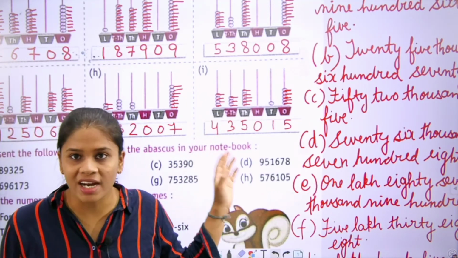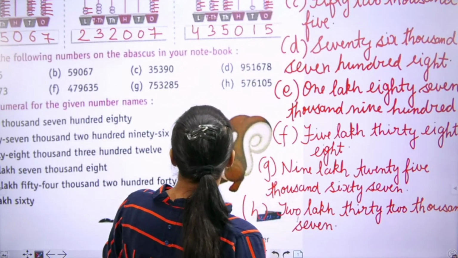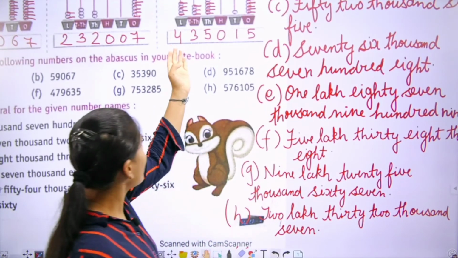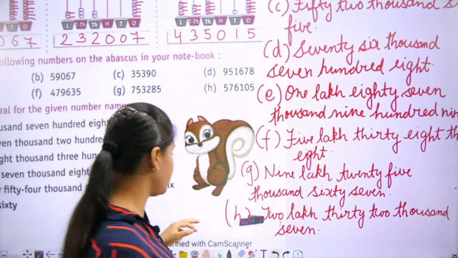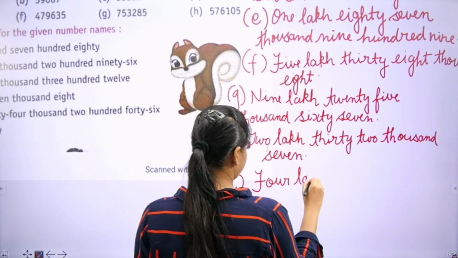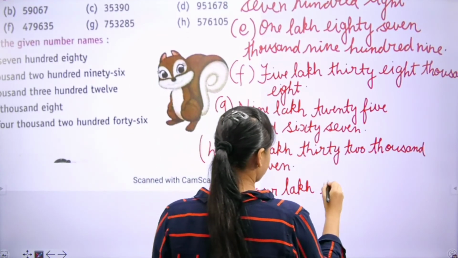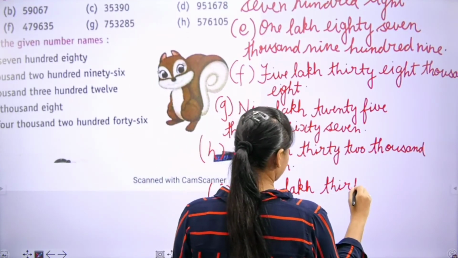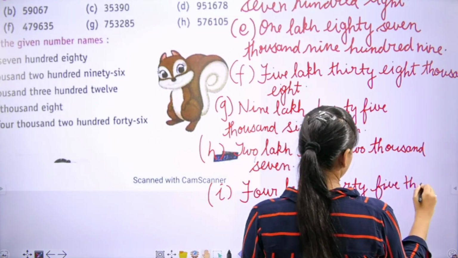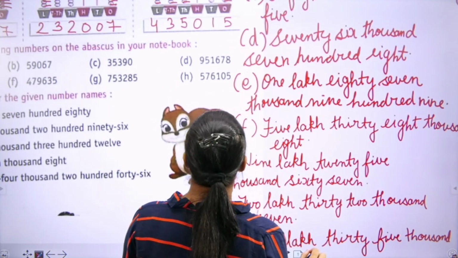Again, we have to write this abacus in words. That is the last part of this question. 4,35,015. 4,35,015. 35,015.